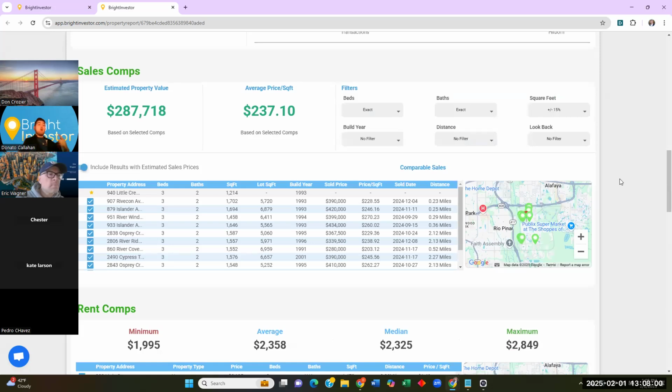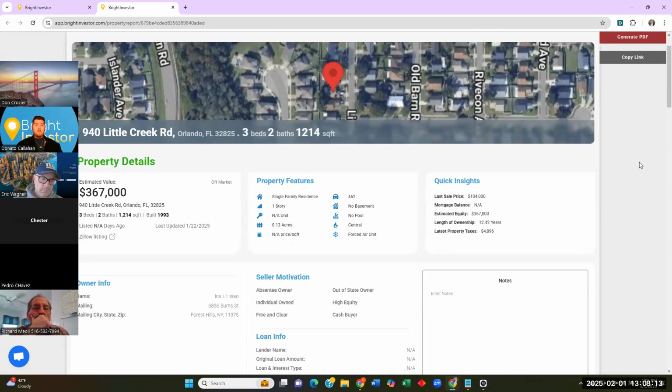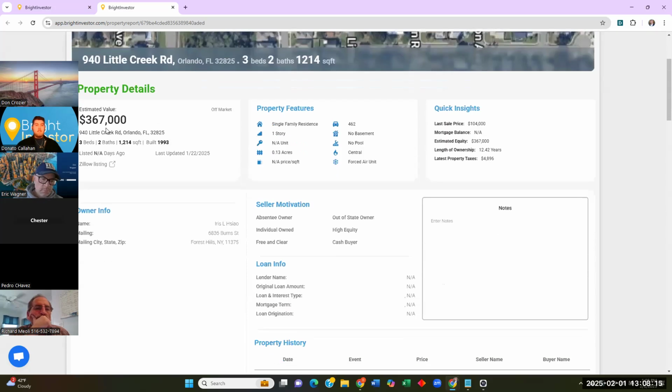What they can't do is go into BrightInvestor and start doing their own search for property. You have control over that. So they can't change the property address. Correct. So all of this stuff up here is locked in.